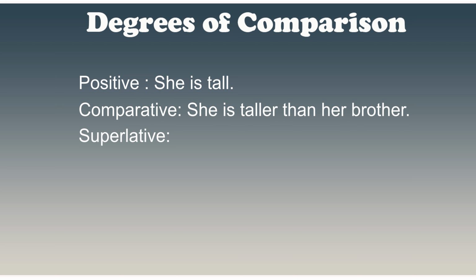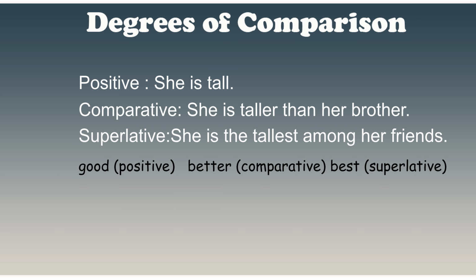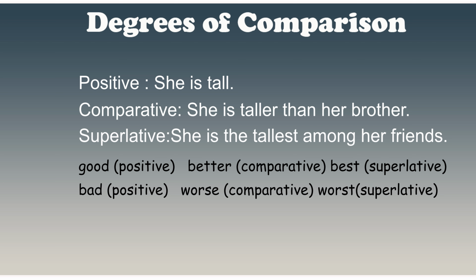Finally, the superlative degree compares three or more things, showing that one has the most or least of a quality. For example, she is the tallest among her friends. Here, tallest is the superlative form of tall. Some adjectives have irregular comparative and superlative forms. For example, good becomes better in the comparative and best in the superlative. Bad becomes worse in the comparative and worst in the superlative.